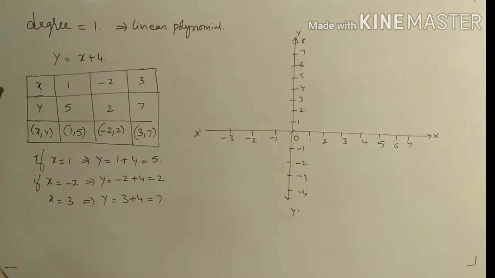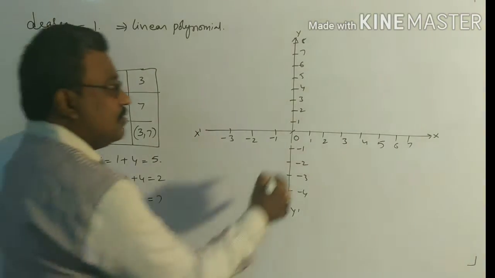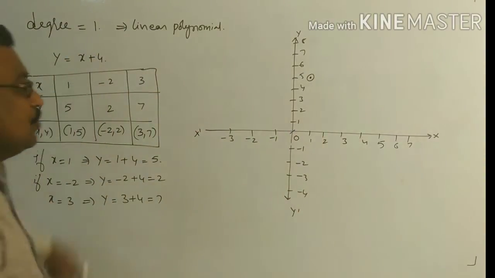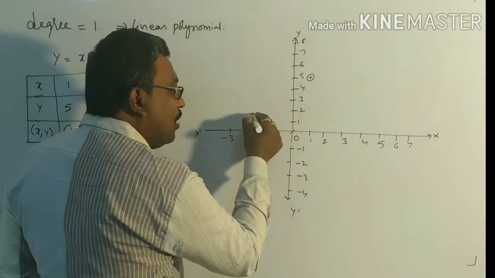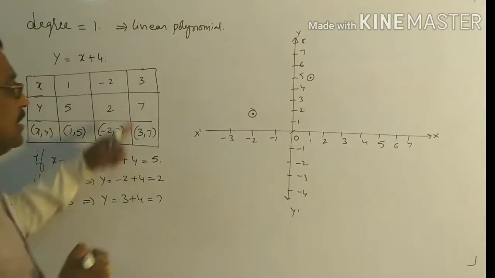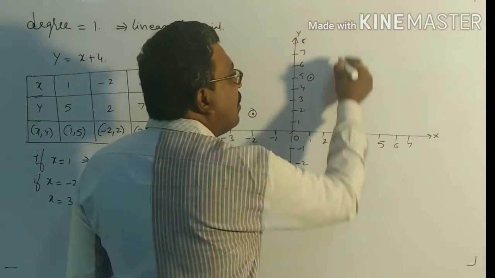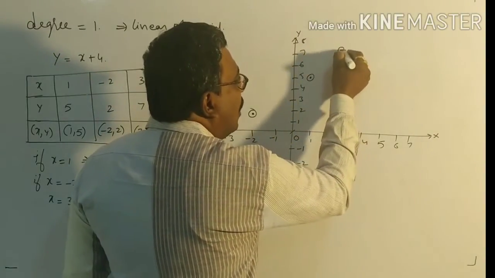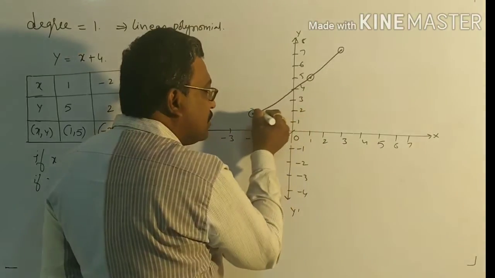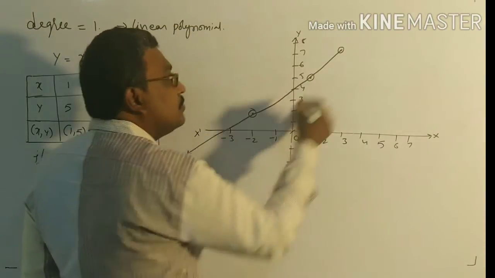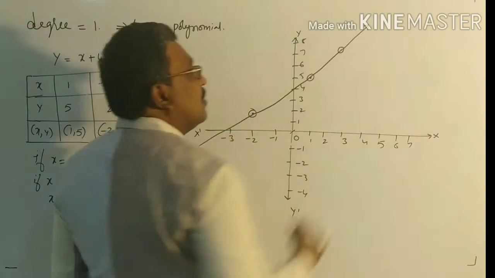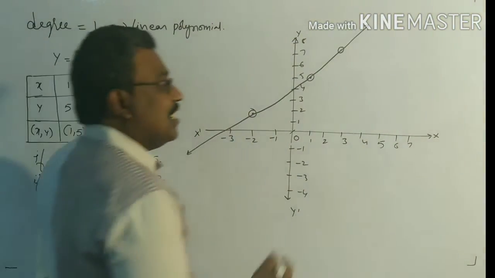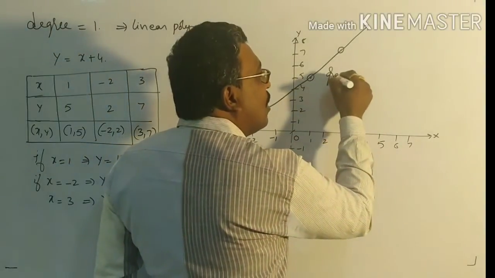Now I am locating the points. (1, 5): 1 and 5. Next, (minus 2, 2). Next, (3, 7). Now I am joining these points. Now what did it come? Good. A straight line.